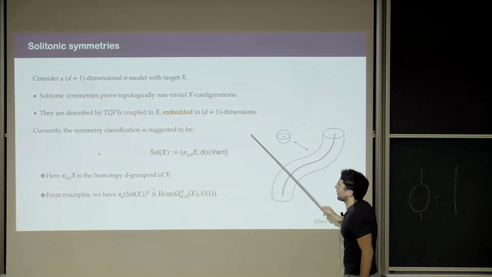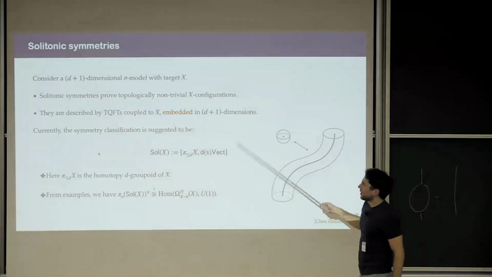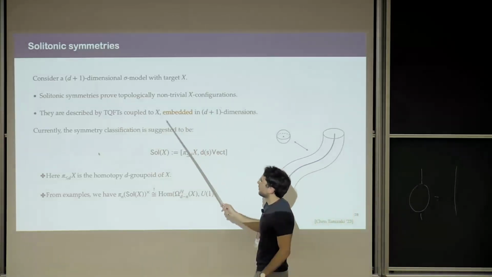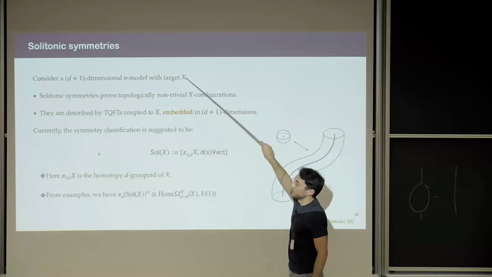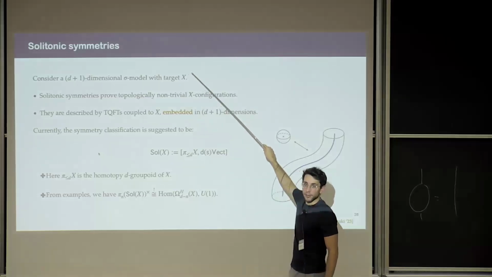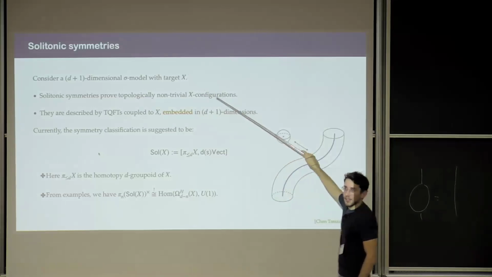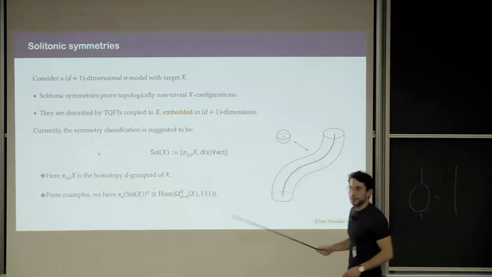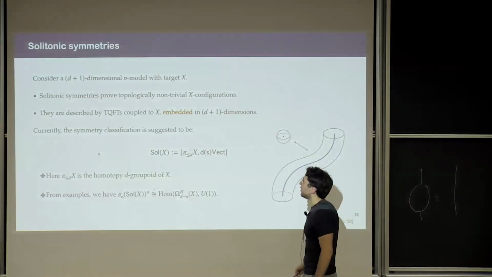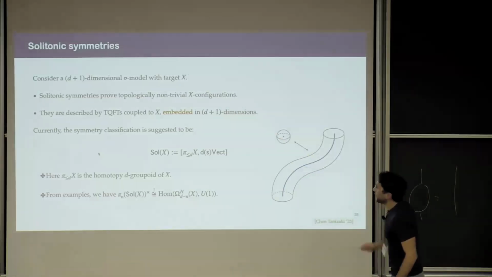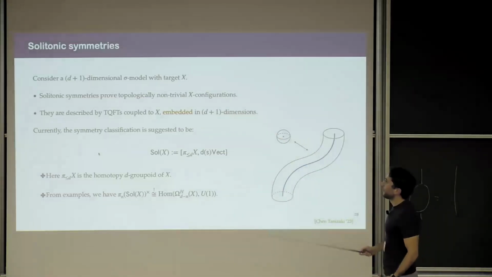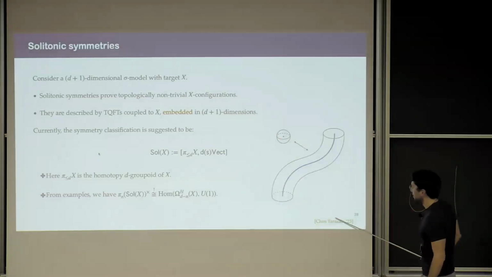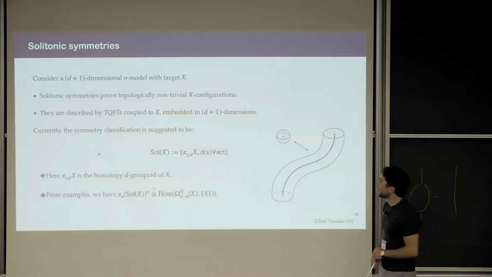The original classification was supposed to be given by looking at the various homotopy groups of your target X. This was the old classification, very similar to the arguments that were used to classify non-perturbative anomalies back in the 80s, I guess. In the last few years, there's been a revamped notion of what should be the correct classification of this. In particular, it was suggested by you guys in the audience.